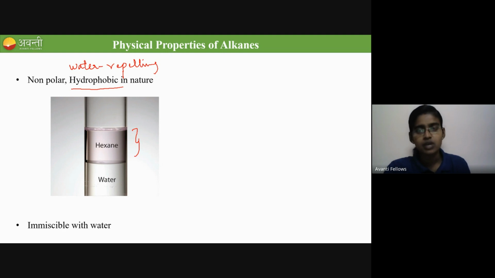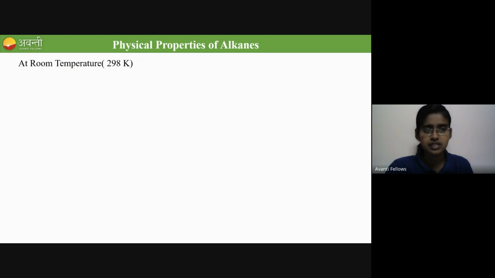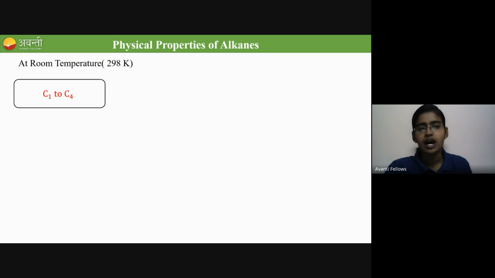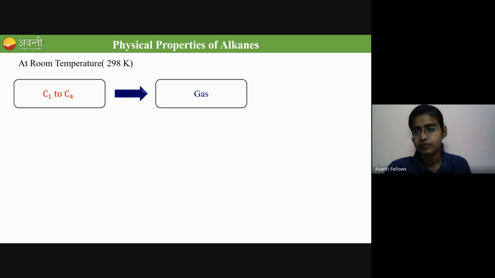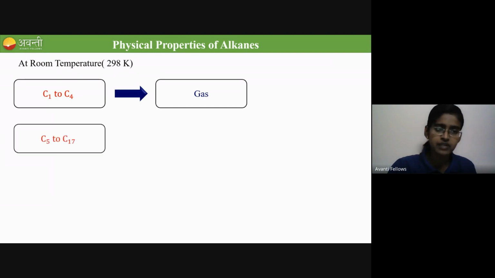Got it? Now coming to the next property, at room temperature, that is 298 Kelvin or 25 degrees Celsius. At room temperature, carbon number 1 to carbon number 4, the physical nature of these alkanes is gas. Carbon number 1 to 4 means methane, ethane, propane and butane. These 4 alkanes are gases at room temperature.